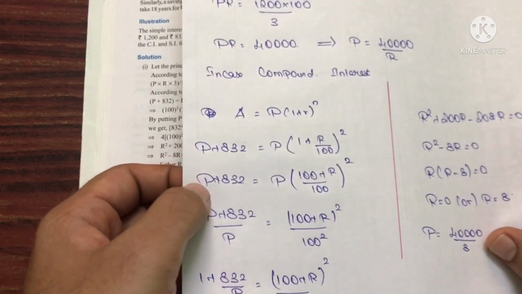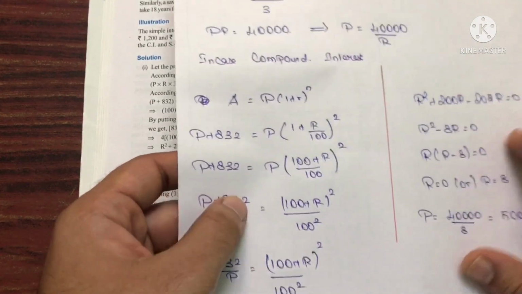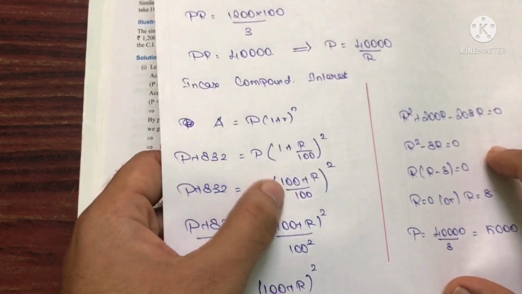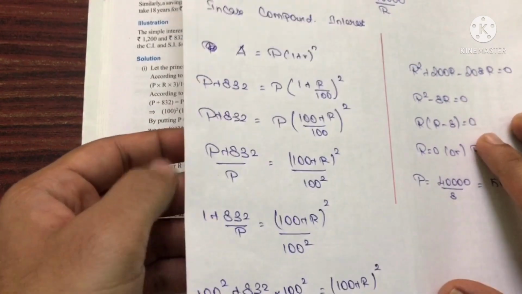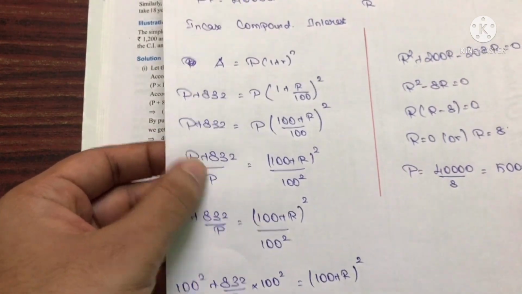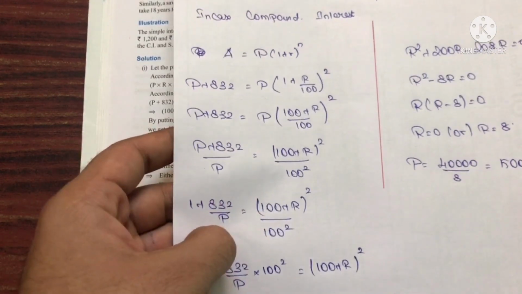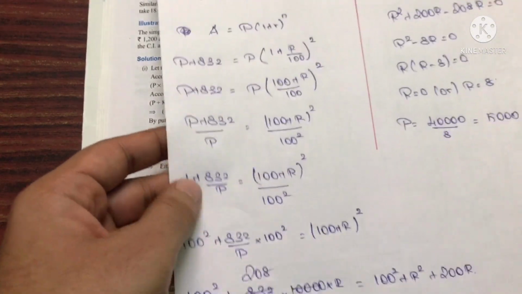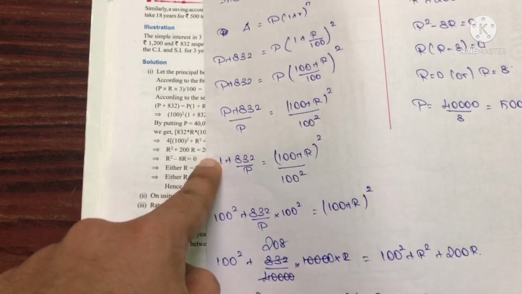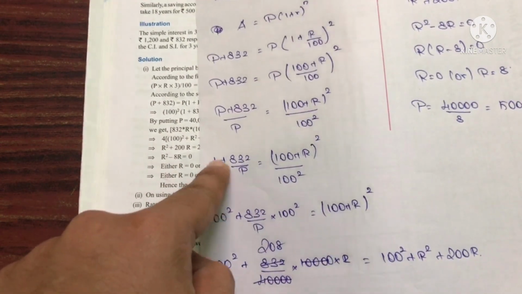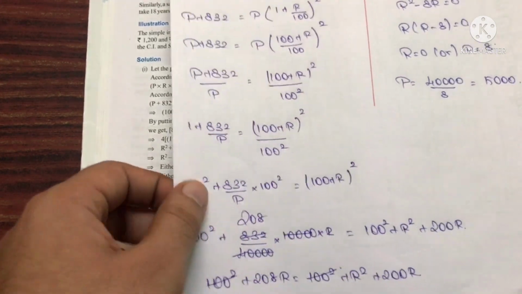Now I am taking this P to this side, and then I am taking this numerator and denominator separating from this square. While solving this, I cancel P, so 1 plus 832 by P equal to, you will get like this. Then later I am taking this 100 square here, so I need to multiply for both 1 also and for this term also. The equation becomes like this.